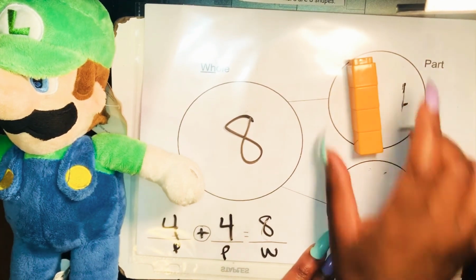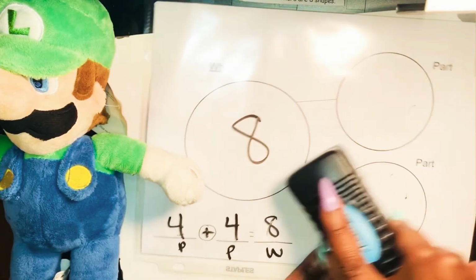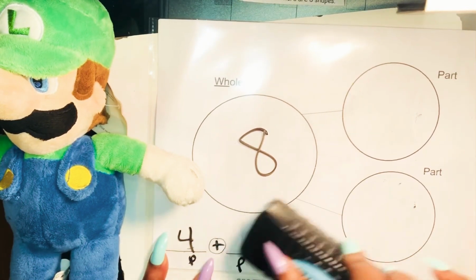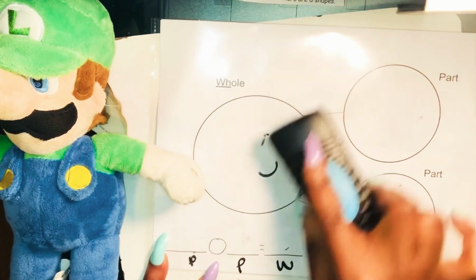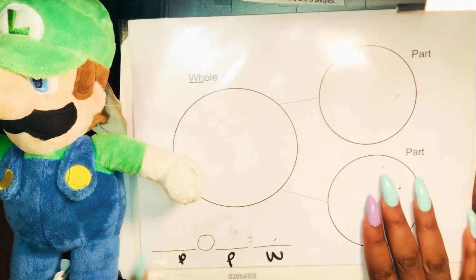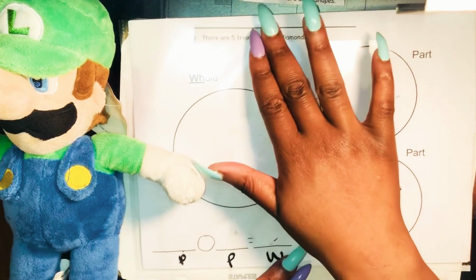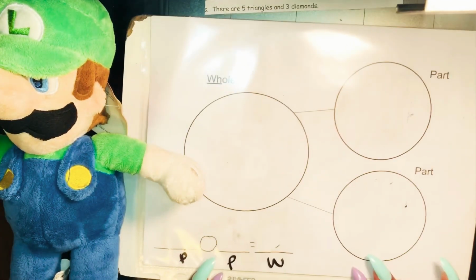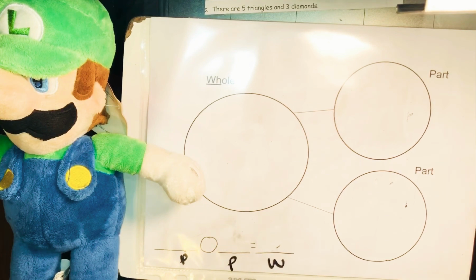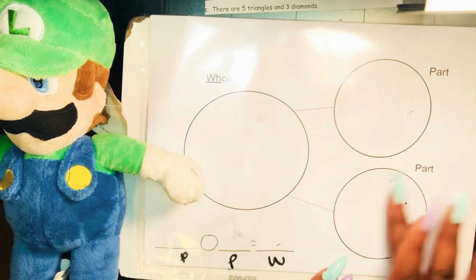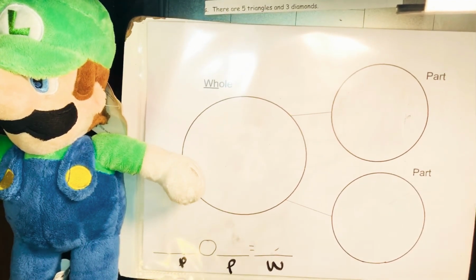All right. So here's the next one. We have 5 triangles and 3 diamonds. How can I figure out how many shapes I have all together? I have 5 triangles and 3 diamonds. How many shapes do I have all together? Let me see you try to figure that out. Where would you put the 5? Where would you put the 3? How do you figure out how many you have all together?